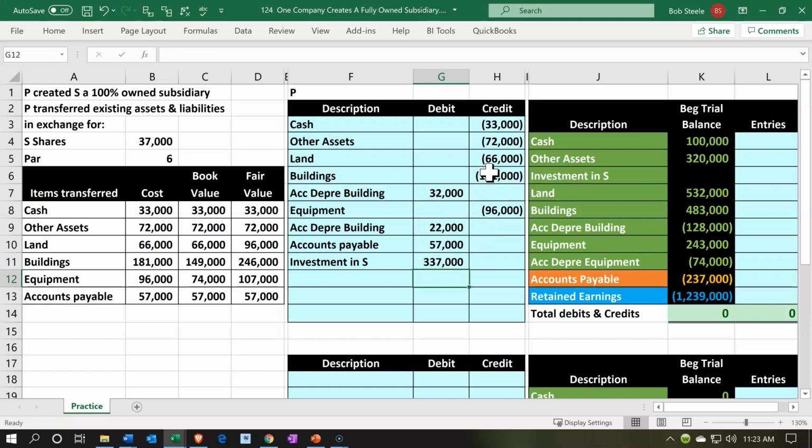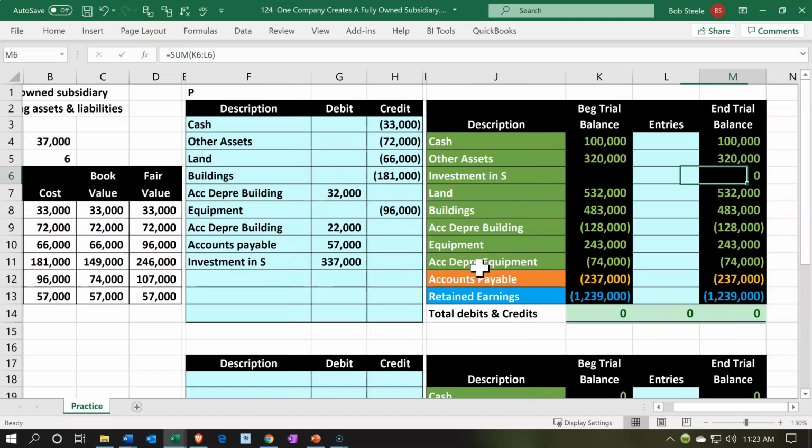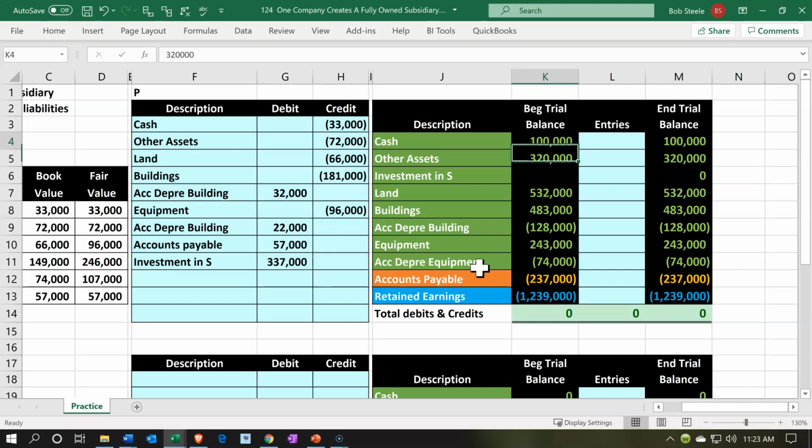All right, and then let's go ahead and post this out. So we have our beginning trial balance, and this is what we transferred out from it. For cash, we credited out $33,000 out of the parent company, leaving us with $67,000, and for the other assets, we credited out $72,000, leaving us with $248,000. Then for the land, we're going to credit out the $66,000, leaving us with $466,000. For the building, we're going to credit out the $181,000, leaving us with $302,000.